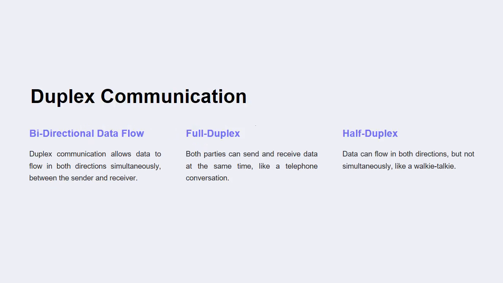There is only one-way data flow, that is simplex communication. The second one is duplex communication. We can call it bidirectional data flow also. Duplex communication allows data to flow in both directions simultaneously. At the same time, sender and receiver both can send data. We can call it full duplex also because both parties can send and receive data at the same time. For example, a telephone.